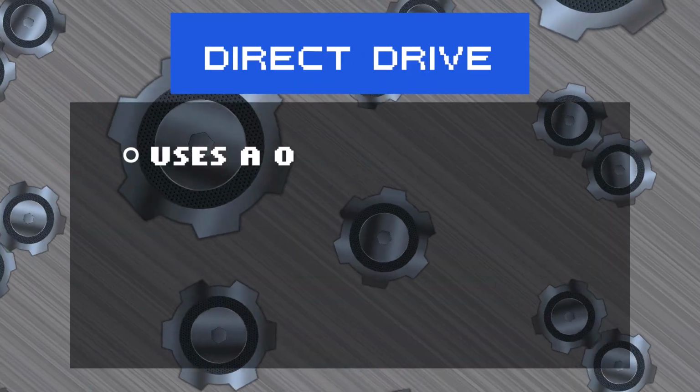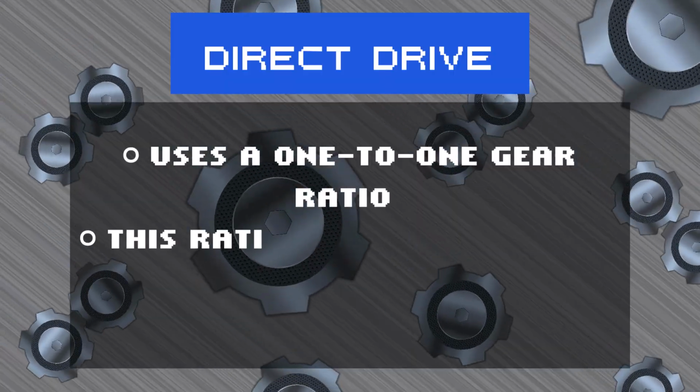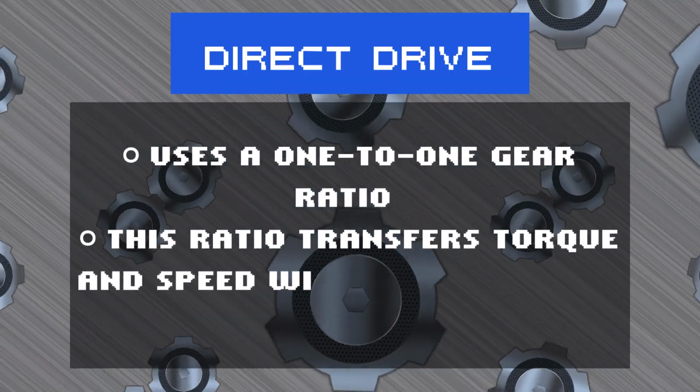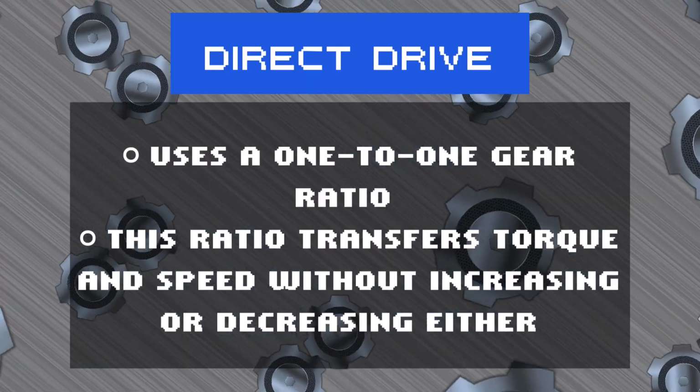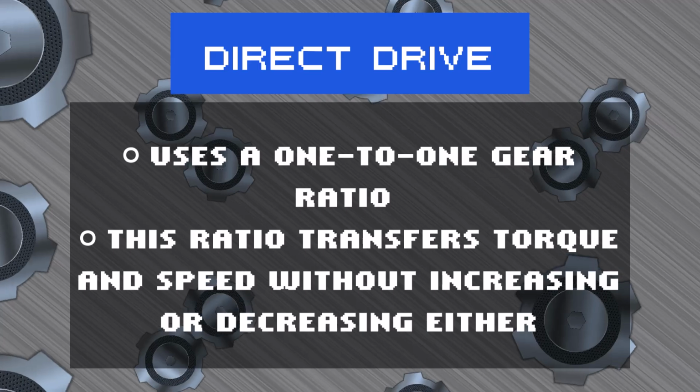Direct drive uses a 1 to 1 gear ratio. This ratio transfers torque and speed without increasing or decreasing either, effectively maintaining a balance between engine power and wheel speed. In some transmissions, this is the highest gear.